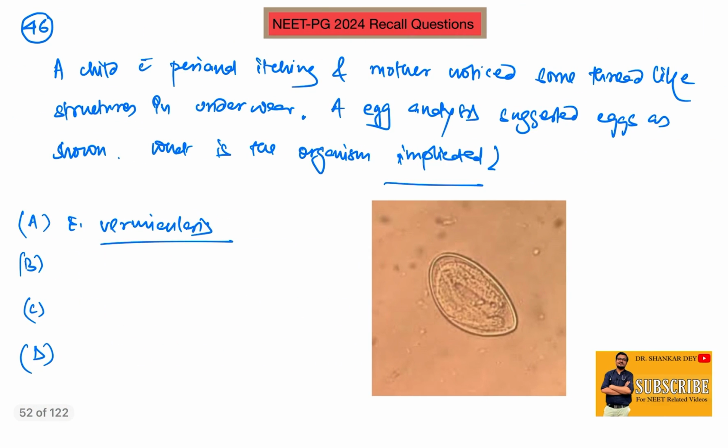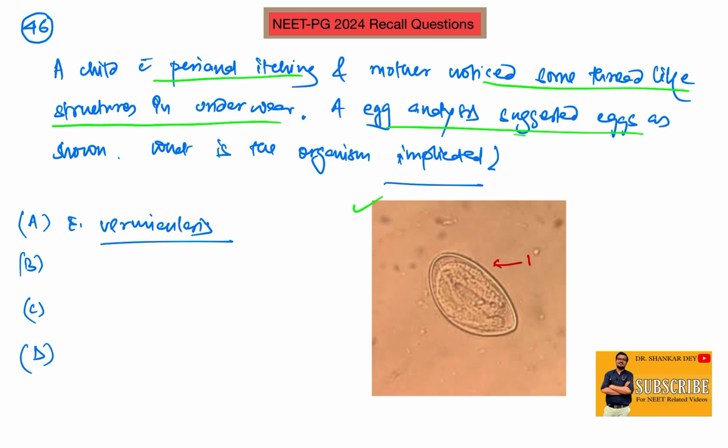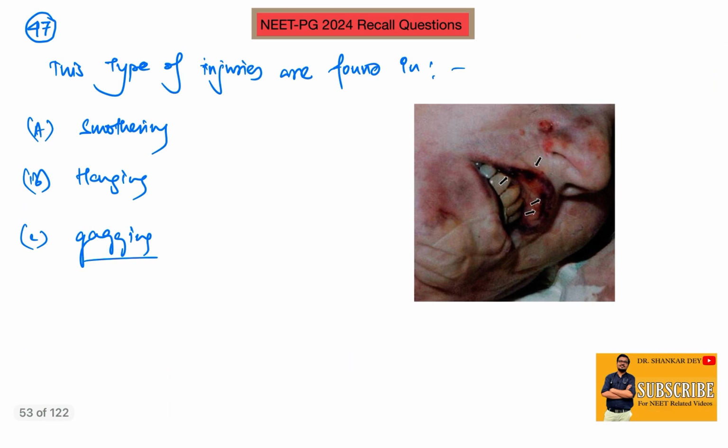A child with perianal itching, mother noticed some thread-like structures in underwear. The egg analysis suggested eggs as shown. So this image was given of this type. So this is plano-convex or D-shaped egg, characteristic of Enterobius vermicularis. So the answer is Enterobius vermicularis, plano-convex or D-shaped egg.